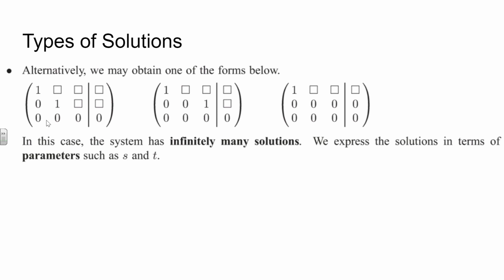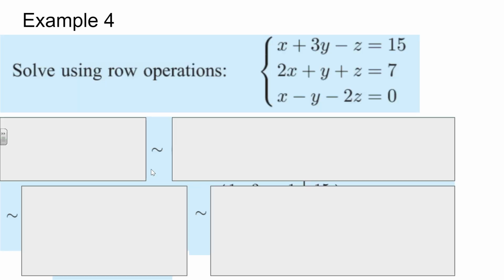If, alternatively, we end up with one of these scenarios, then we're going to have infinitely many solutions. If we take a look at that, the bottom rows are all zeros, but across the middle row, we can get a solution. We can get a solution from any one of these. Therefore, they're going to have infinitely many, and we're going to express the solutions in terms of the parameters, which we'll generally use as S and T. All right, so let's look at some examples here.